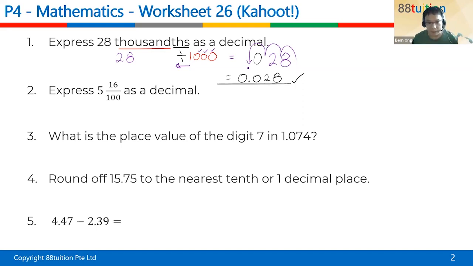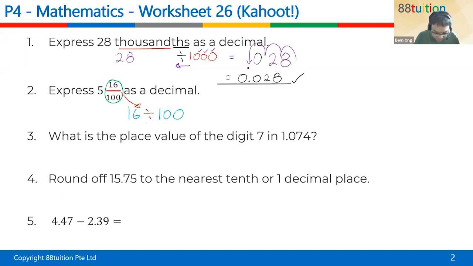All right, so this is how we do it, and the way of doing is very systematic. Can you see this portion? 16 over 100. Do you know what the meaning of this line is? This line actually means divide. So you are taking 16 divided by 100.